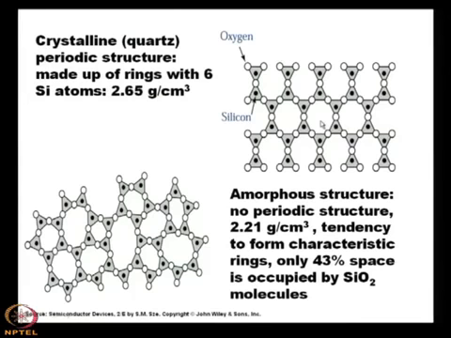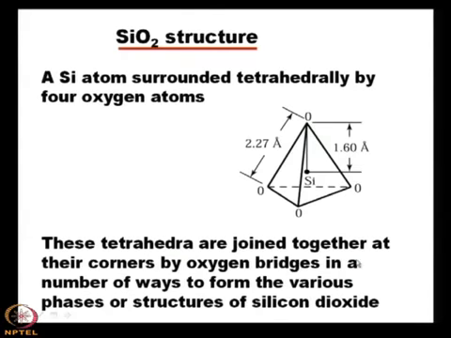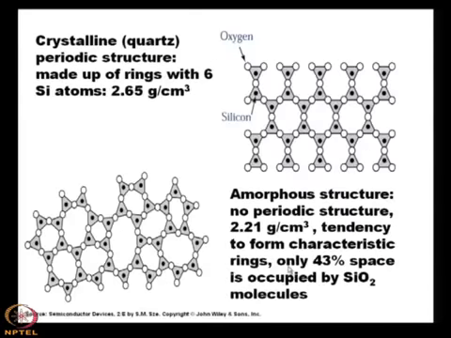But if we consider that the structure is like this, where the tetrahedra are joined together at their corners by oxygen bridges in this manner, here there is a tendency to form the characteristic ring, a ring with 6 silicon atoms. But it is not periodic, in the sense that sometimes it is more than 6, sometimes it is less than 6. There is a tendency to form the characteristic ring, but they could not make it.